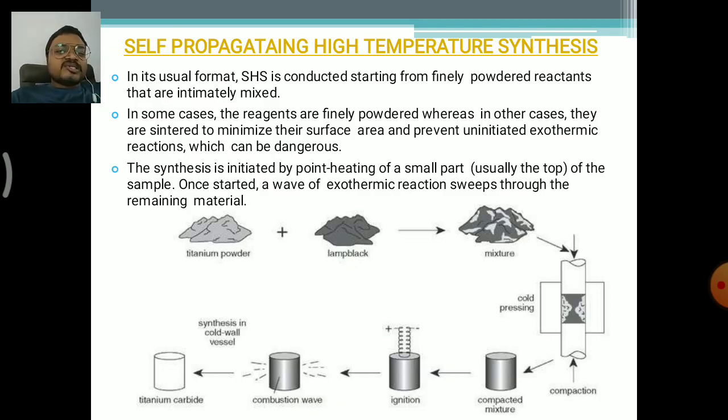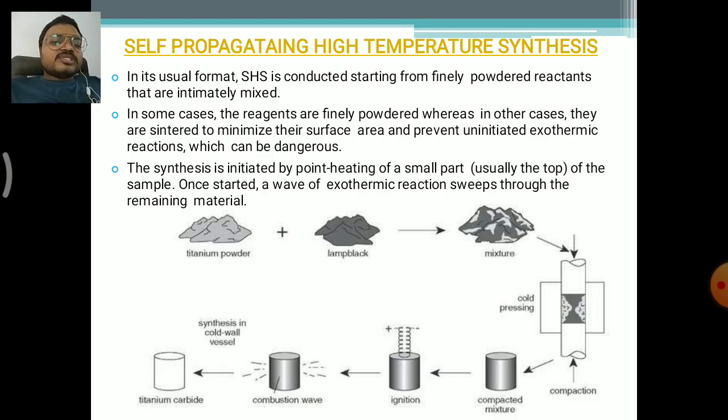their surface area. Sintering is done to the materials to minimize their surface area and prevent exothermic reactions, which can be very dangerous to skin or other parts. Next, this synthesis is initiated by point heating of a small part of the sample. Usually it is done at the top of the sample. The heating is done through a pen type pointer, which is placed on the top surface of the sample and heated.